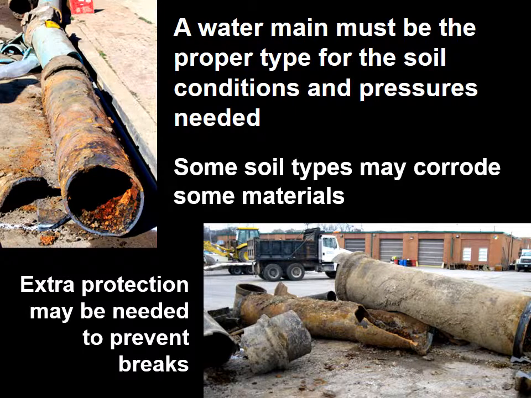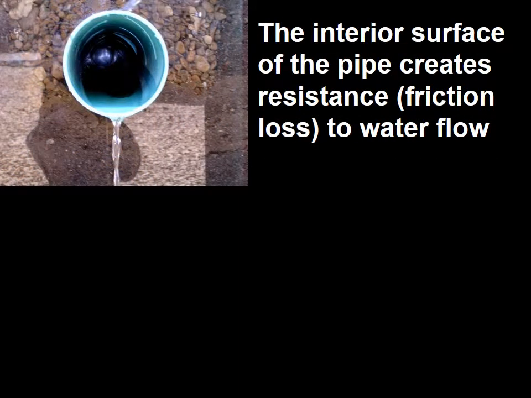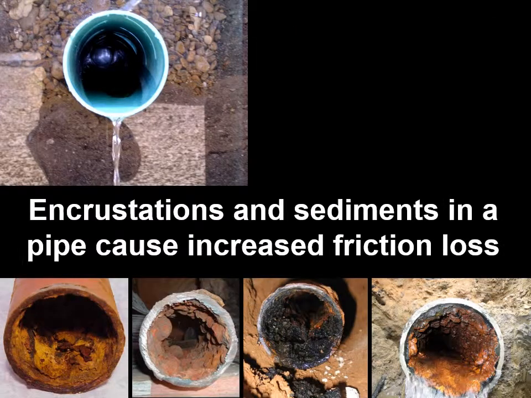The interior surface of the pipe creates resistance, friction loss, to water flow. Incrustations and sediments in a pipe can also cause an increase of friction loss, and you're not getting the water supply that you're looking for.